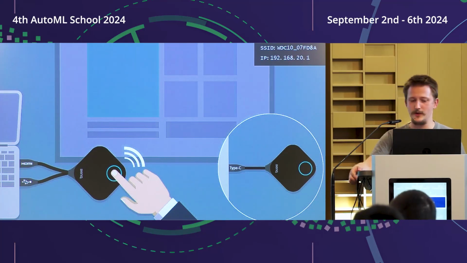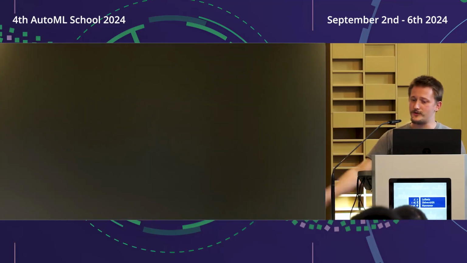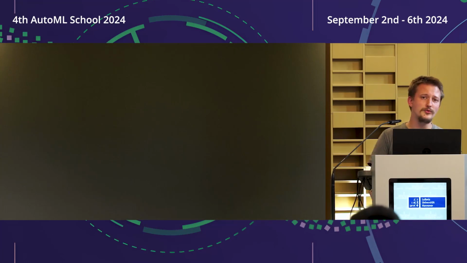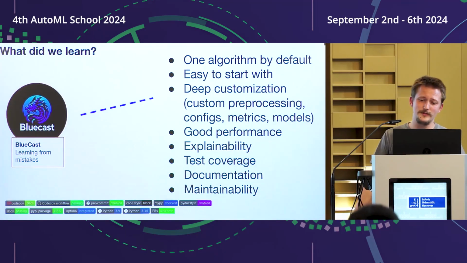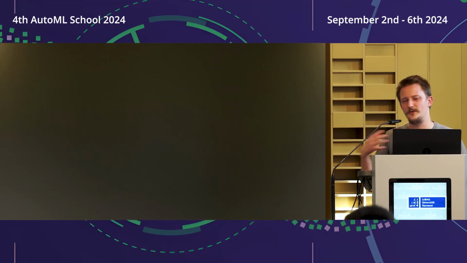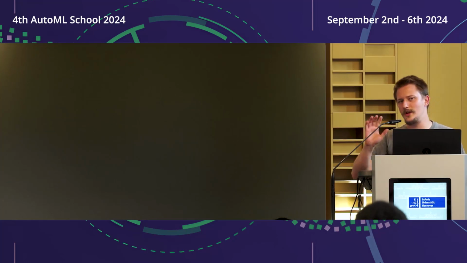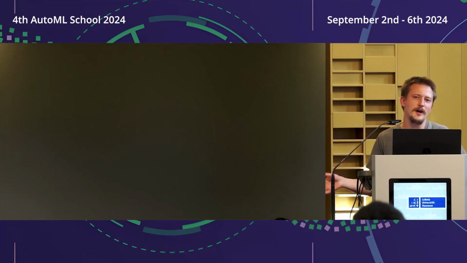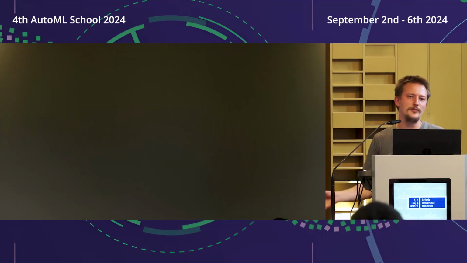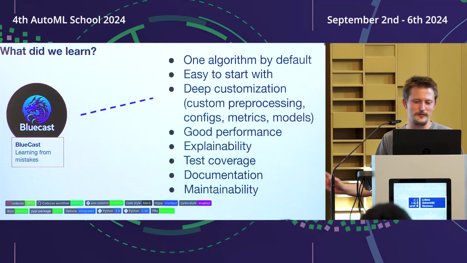So what did we learn? I hope I could show what BlueCast is capable of. I couldn't show everything. We have one algorithm by default. It's easy to start with, but you can go very deep if you want to customize stuff. You can change the configuration, have your own preprocessing, configuration, metrics, models. You can change all of these things. It's almost like Lego, if you like it. It has good performance, not AutoGluon level, honestly. If you really want to squeeze out the last bit, then at the moment AutoGluon is just the way to go. No one gets around that.